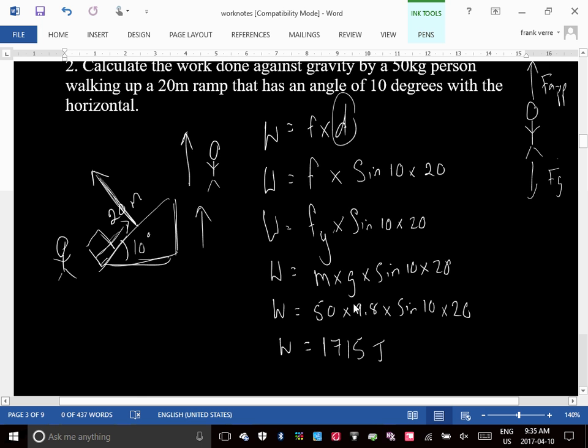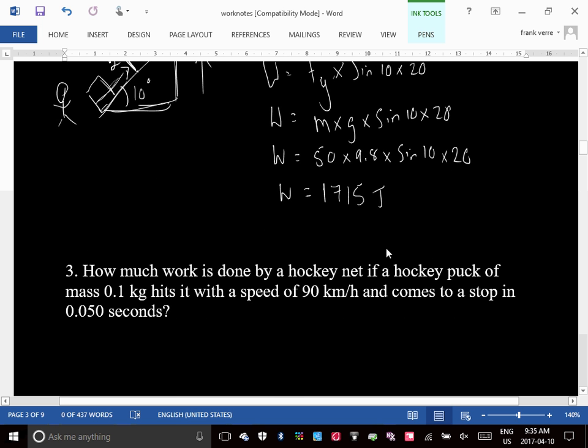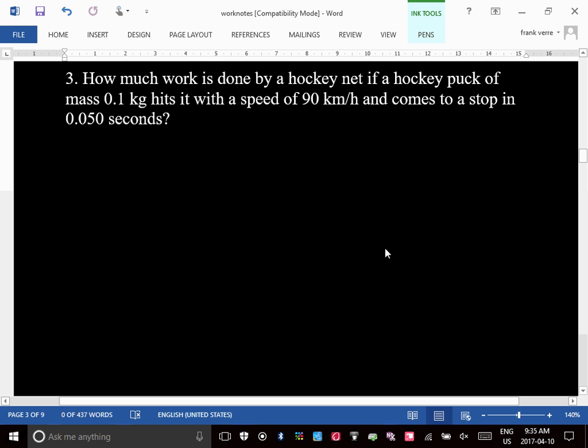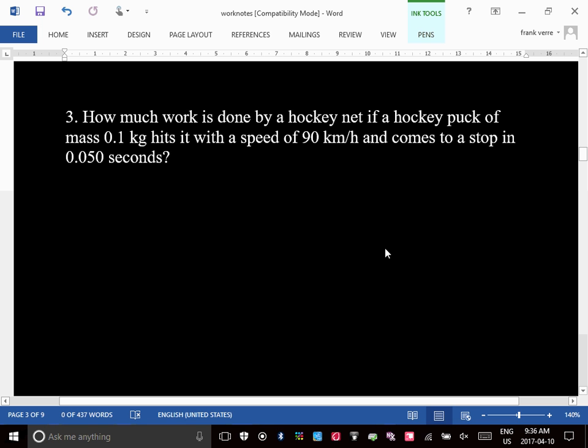Okay. Alright, one last question with work. And we're going to look at this question right here, which is how much work is done by a hockey net if a hockey puck of mass 0.1 kilogram hits it with a speed of 90 kilometers per hour and comes to a stop in 0.050 seconds. So it hits the back of the net and that moves back a little bit to stop the puck.